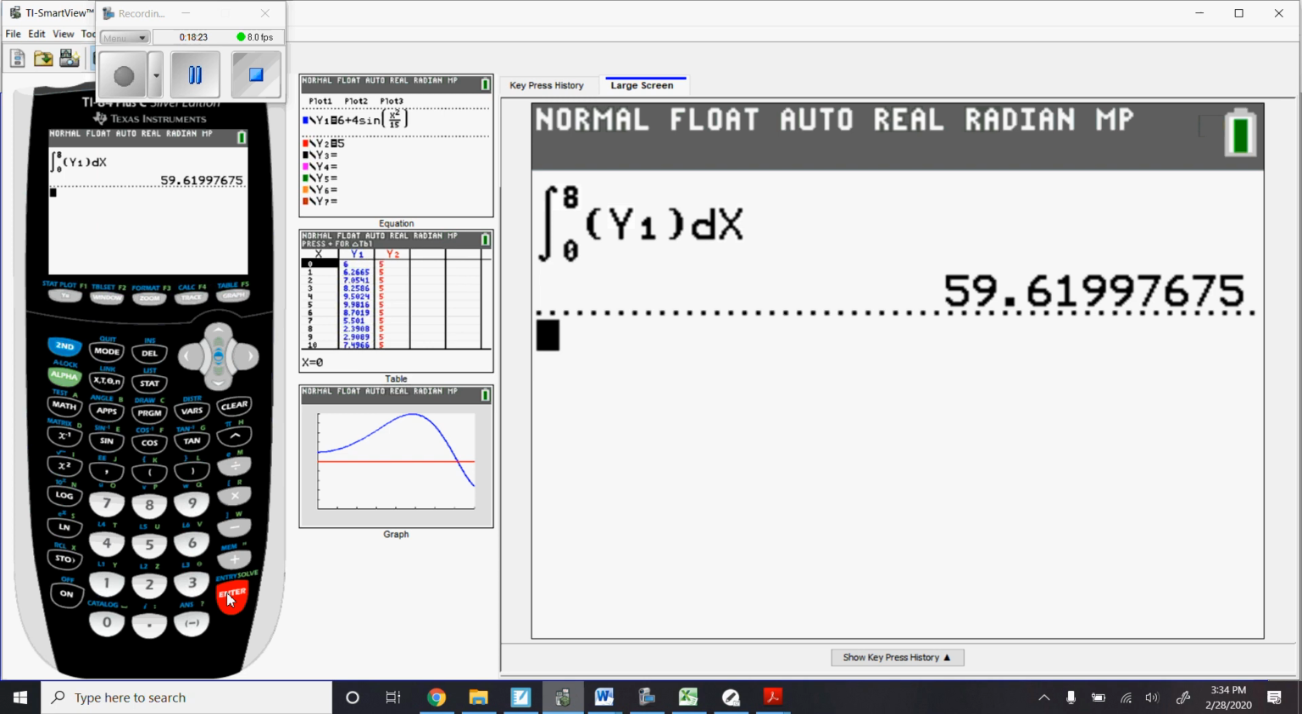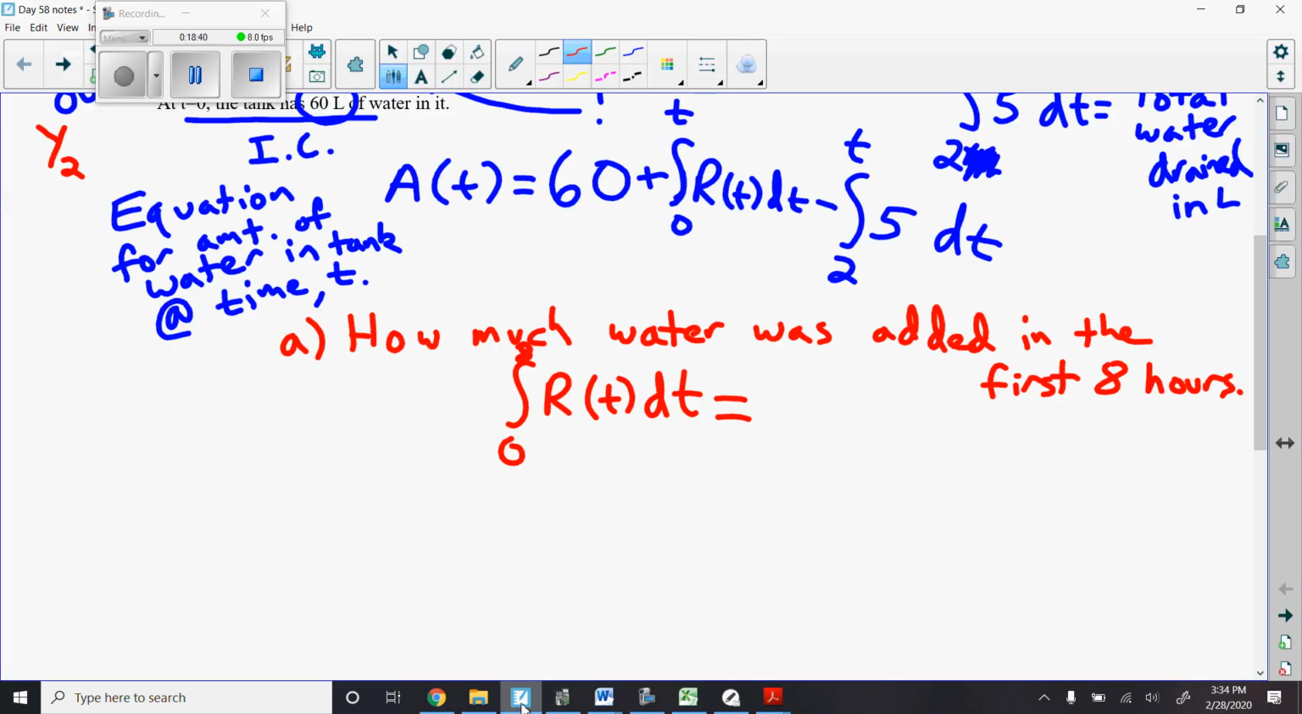I hit enter, and I get my answer of 59 point. You could either have 619 or 620. Remember, it could be rounded or truncated to the third decimal place. Okay, so I'll do the truncated version, 59.619. And again, even if they didn't ask for it, that would be liters of water added.